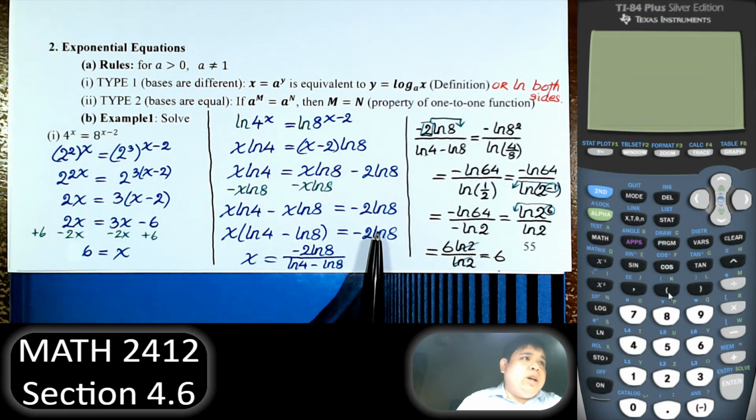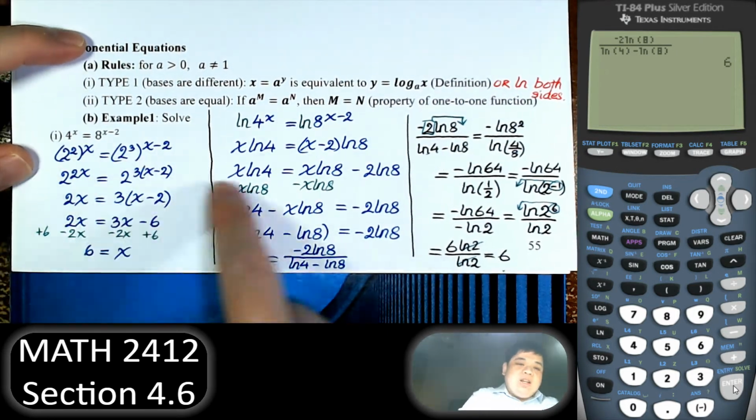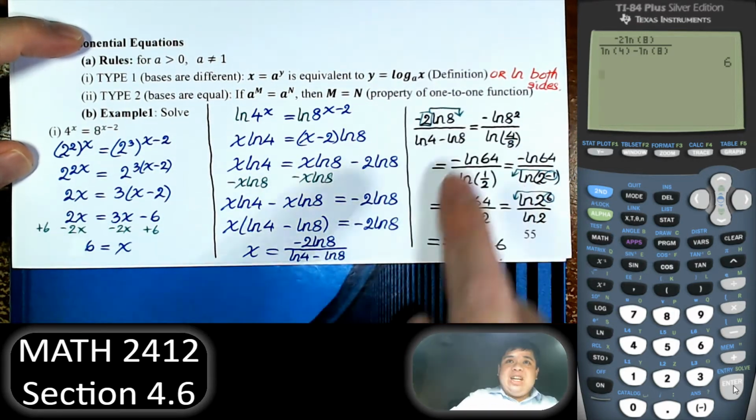Or we can just use the calculator. Let's type that as a fraction: negative 2 ln of 8, over ln of 4 minus ln of 8. We get 6. Right, so solution 1, solution 2, and indeed they are equal to each other.